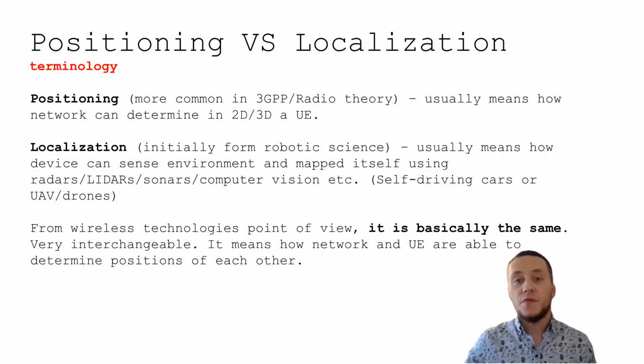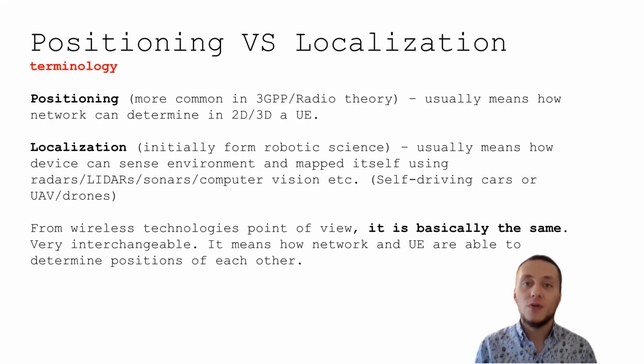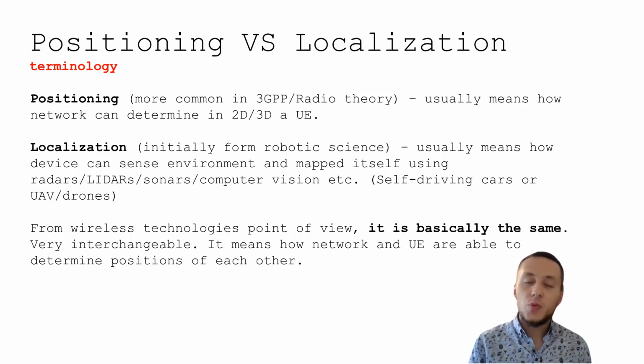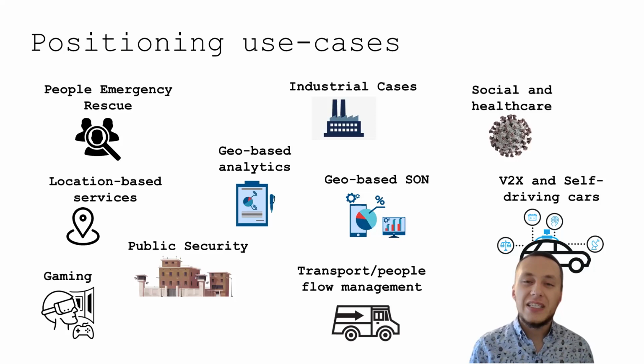Localization initially comes from robotic science, from sensing the environment, and it usually means how a device can build a map using radars, sonars, computer vision, and other techniques. So it is basically about self-driving cars, drones, and that kind of thing. From a wireless networks point of view, they are very interchangeable in my opinion. I would use both of them because in different sources, in articles and books, you will find these terms used interchangeably.